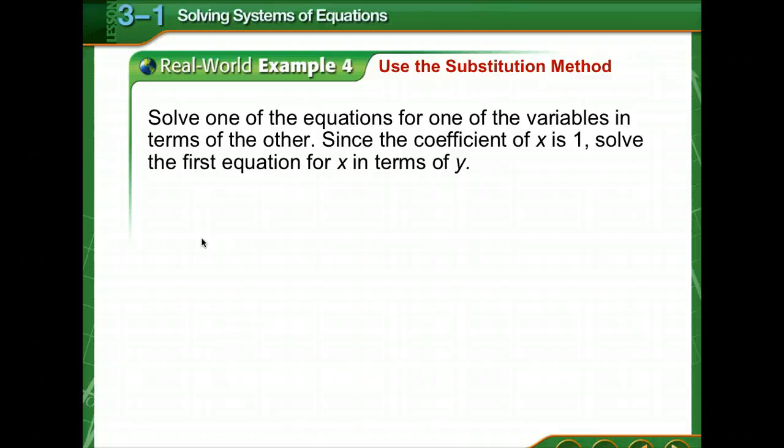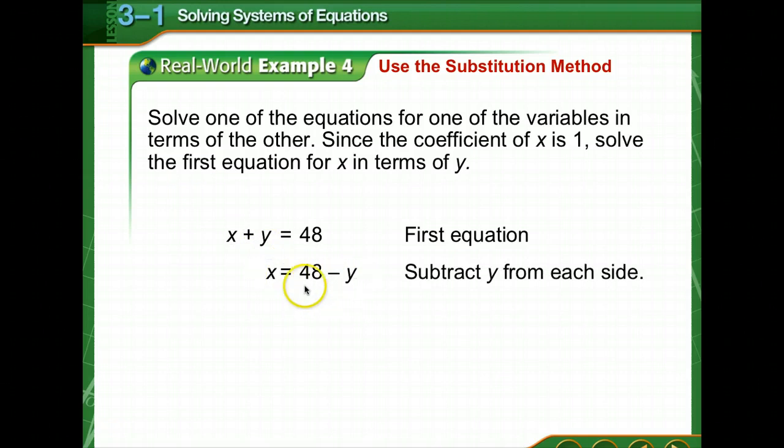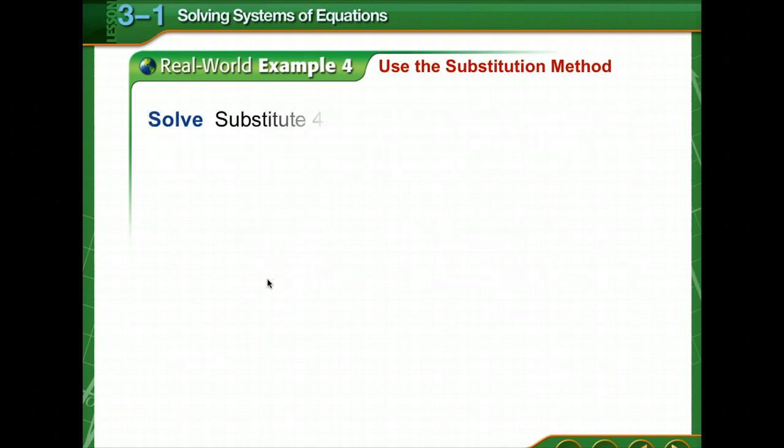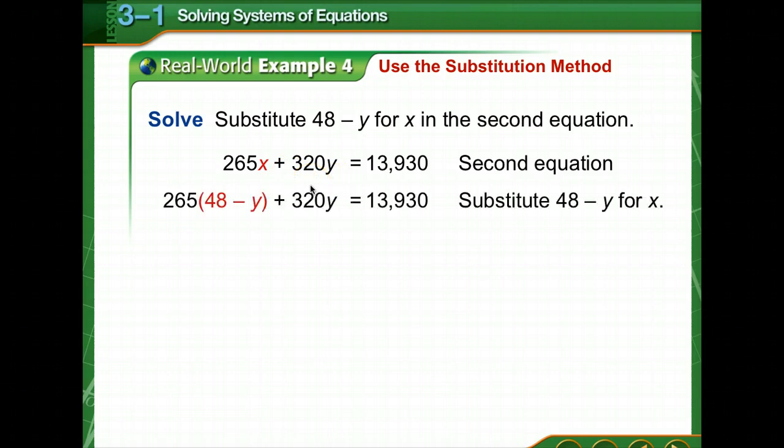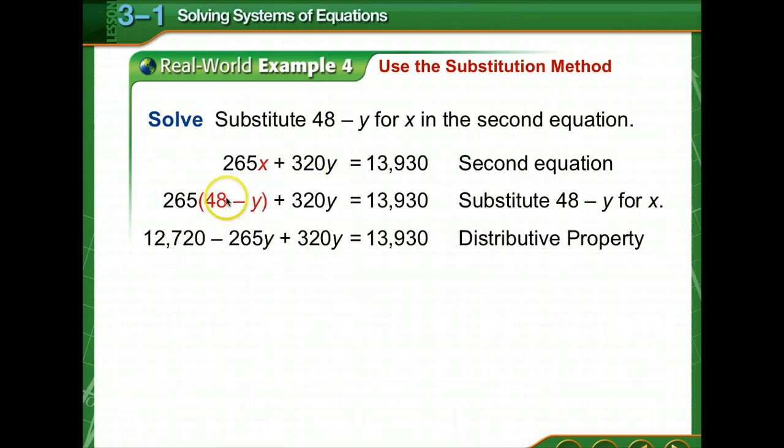Now with substitution, since one of the coefficients is 1 with x and y, let's solve for x in terms of y, which means solve for x, and it still has a y in the equation, but we're solving for x. Now we're going to substitute 48 minus y in place of x. That way there's two y's here, and we can combine them, and we can solve for y. So we're going to use the distributive property.